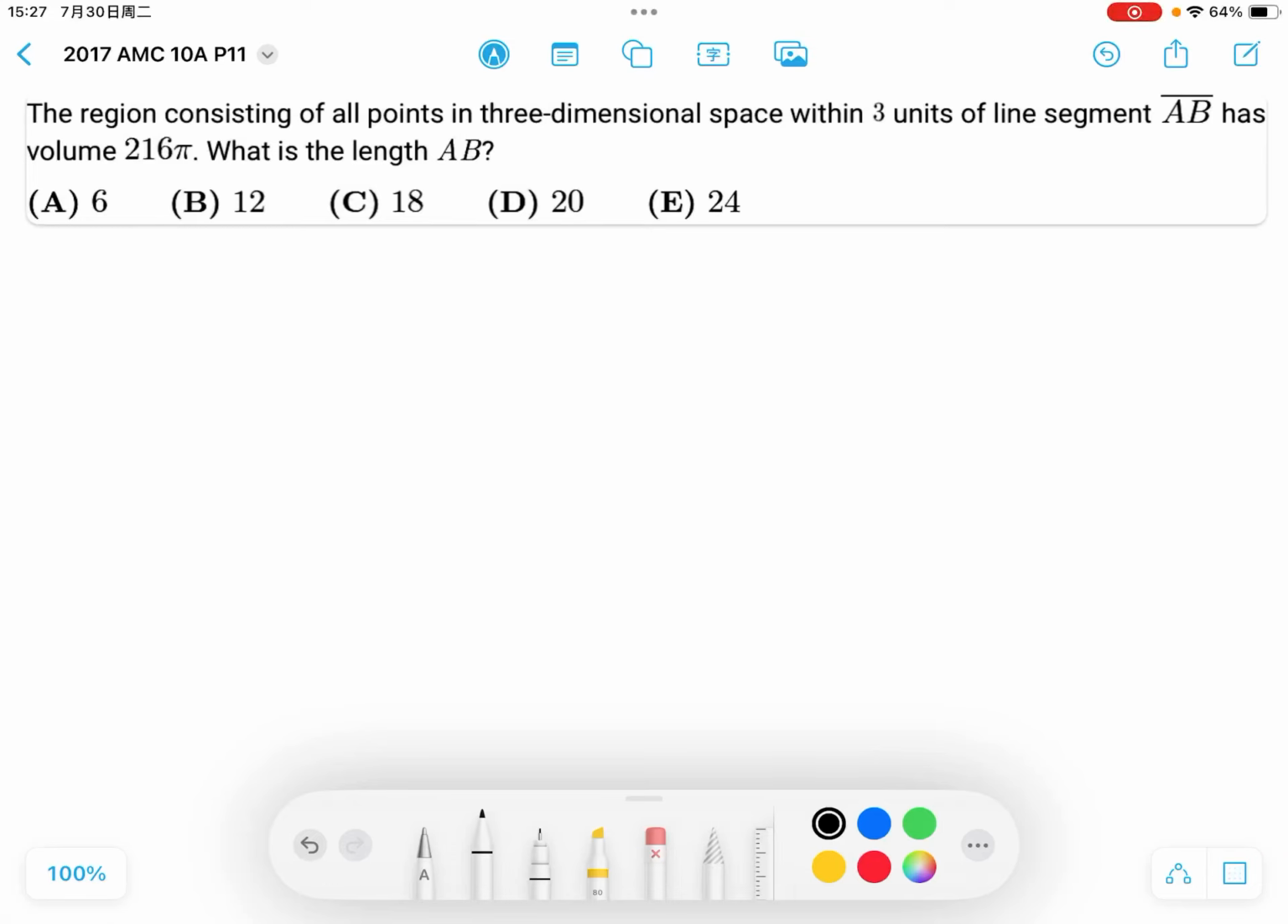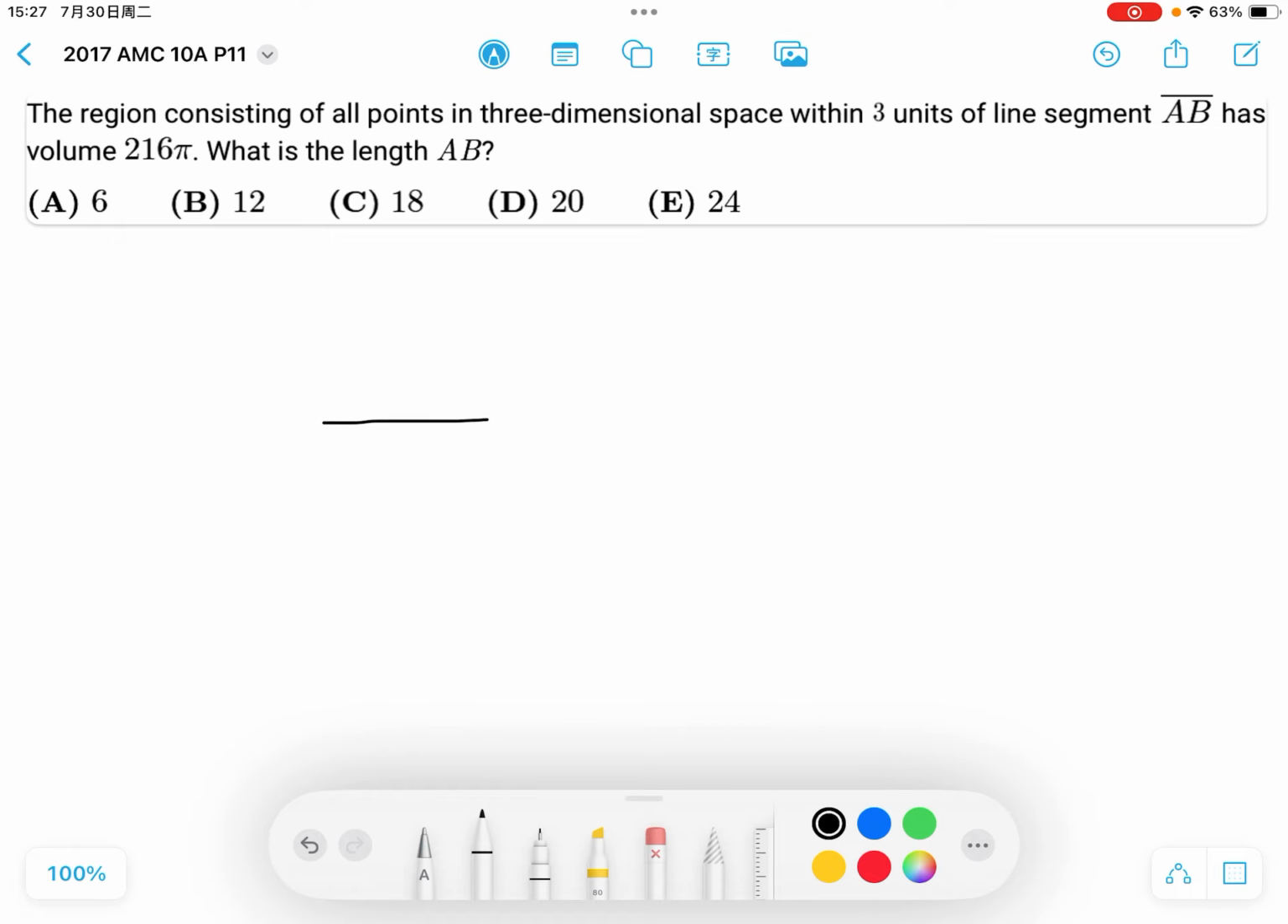We want to look at 2017 AMC 10A Problem 11. The region consisting of all points in three-dimensional space within 3 units of line segment AB has volume 216 pi. So what's the length of AB? And we have 5 options, A, B, C, D, E.